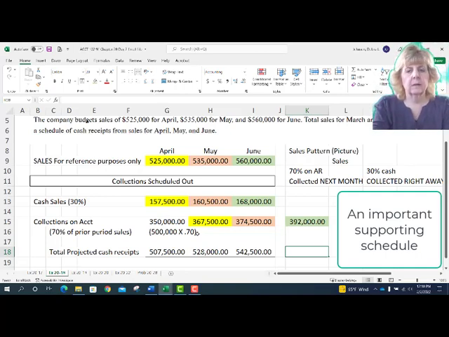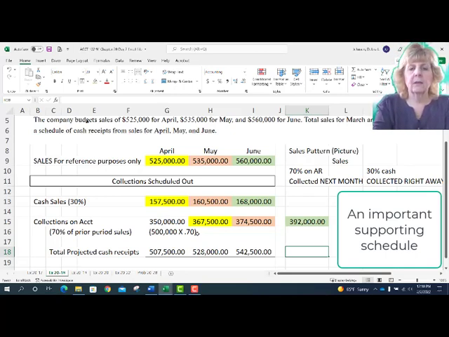I would even expect you to have a little bit more realistic collection pattern where maybe half of it comes in the month of the sale, and maybe a quarter of it comes in the next month, and the rest of it comes in the following month. Most businesses don't get all of their cash within 1 month.